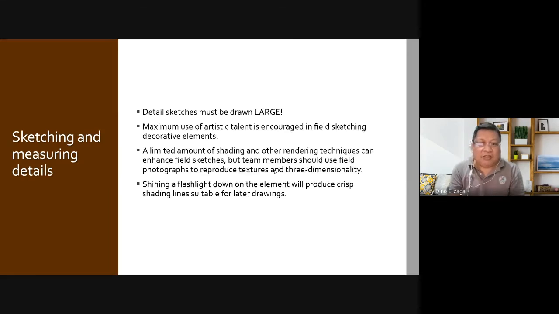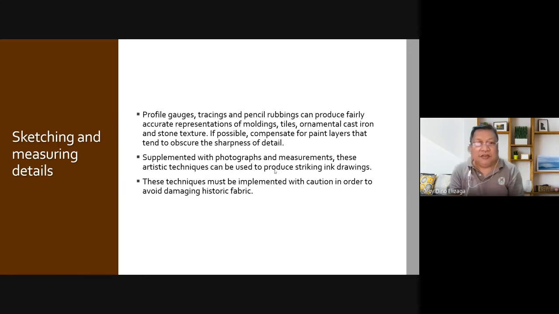Shining a flashlight down on the element will produce crisp shading lines suitable for later drawings. What does that mean? If you do not have enough shadows, you use a flashlight to create some shadows to reveal the form. Otherwise, as I mentioned about too much light, all you can see is white. You cannot appreciate the form, where it curves, etc. So it's a study in shades and shadows.